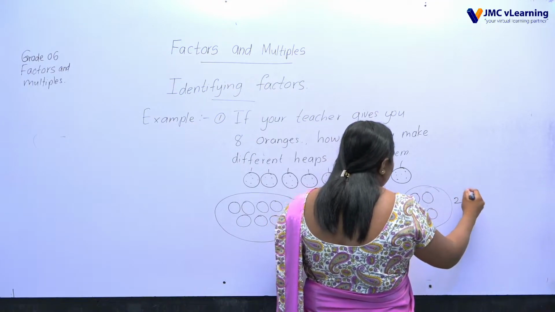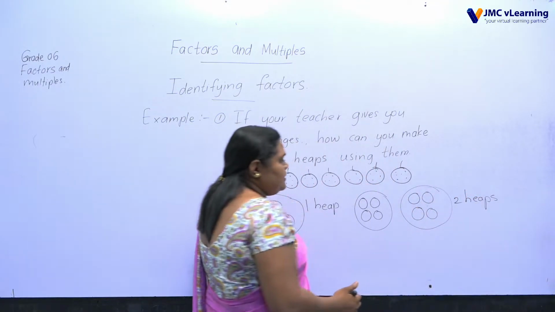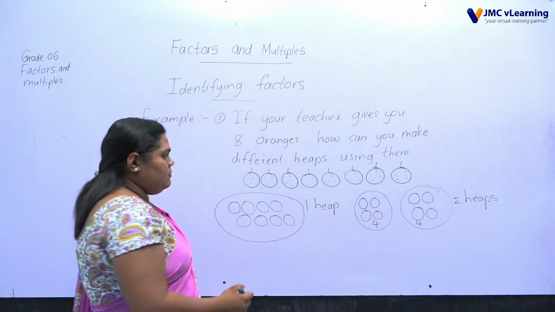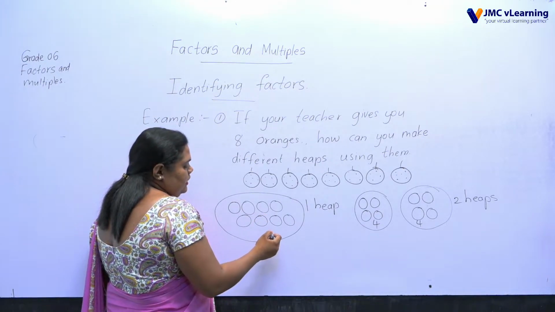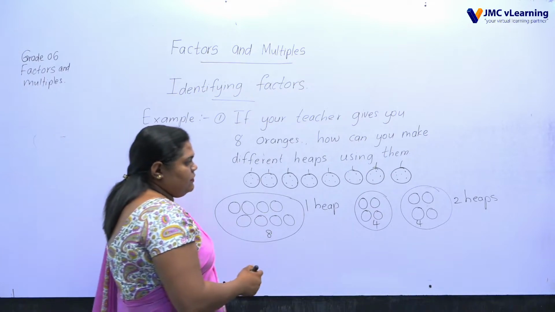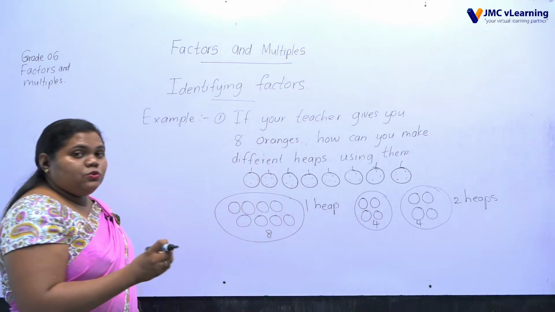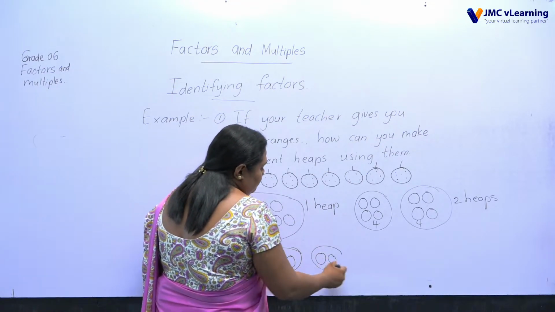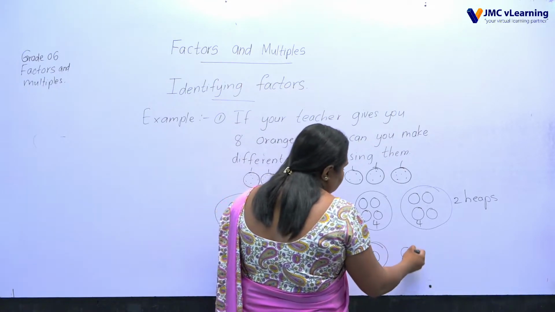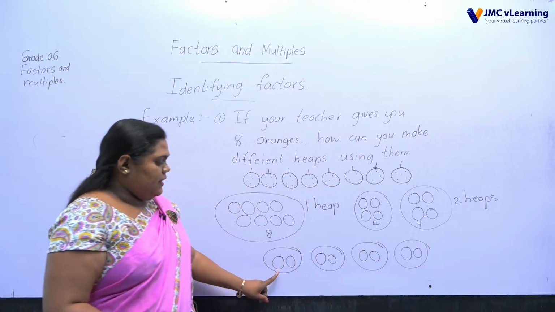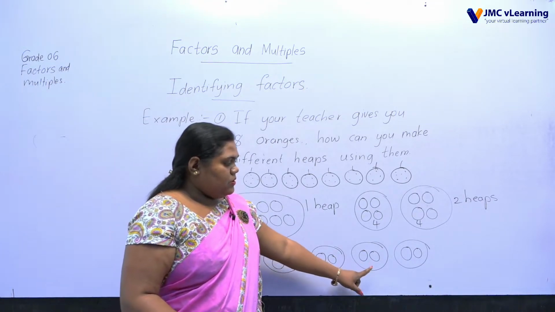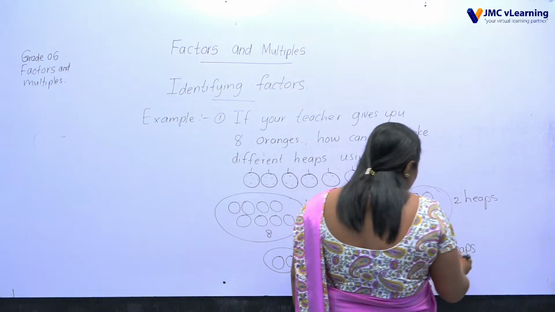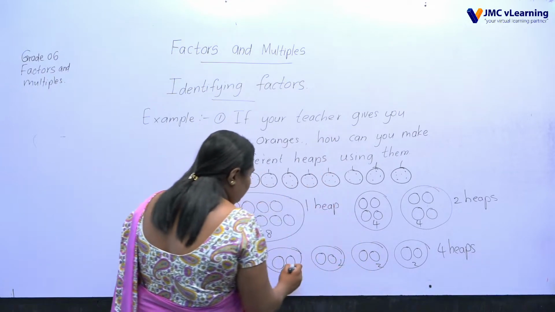Now how many heaps are there? There are 2 heaps. Each heap contains 4 oranges. Here one heap. How many oranges in one heap? 8. And after that again you can take 2 by 2. Then how many heaps can you make? 2, 4, 6, 8. And how many heaps are there? 1, 2, 3, 4. There are 4 heaps and each heap contains 2 oranges.